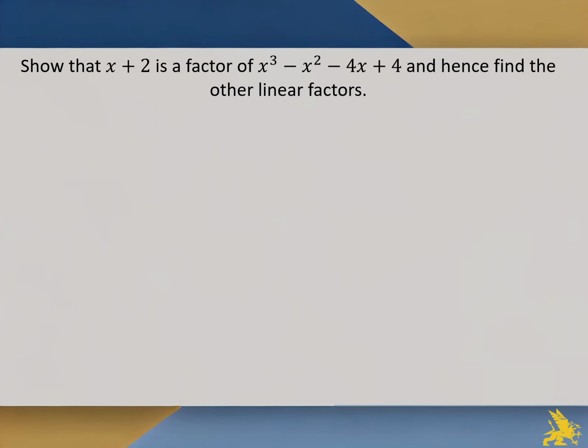So let's look at this question. We've got x to the power of 3, take away x squared, take away 4x plus 4, and we want to show that x plus 2 is a factor, and hence find all the other linear factors. The first thing is we are going to use factor theorem. I look at this factor here and ask, how do I make that 0? Well, x must be -2. So I plug in -2 for x into my equation.